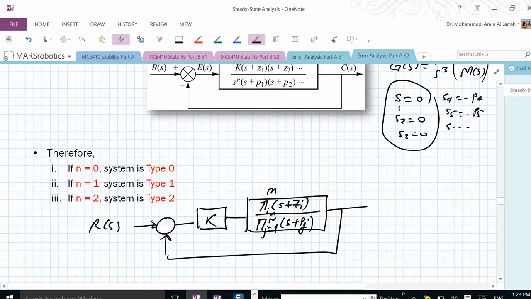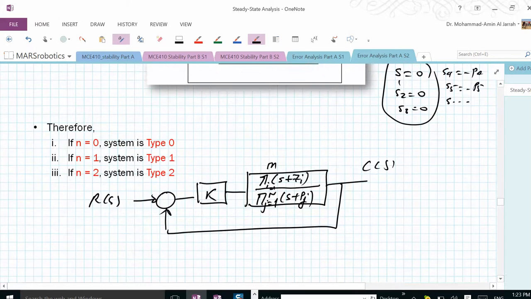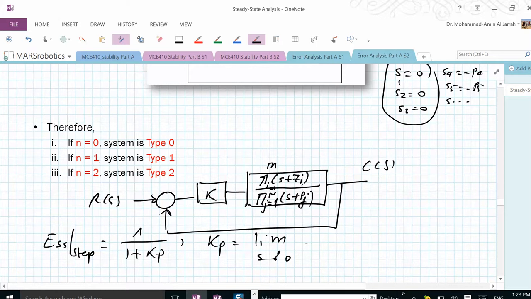So this is my plant. Now this is C of S. What is the error in this case to a step input? ESS to a step is 1 over 1 plus Kp, where Kp equals the limit as S goes to 0. Now I have K times a product: the product of Zi, i equals 1 to M, over the product of Pj, j equals 1 to N.